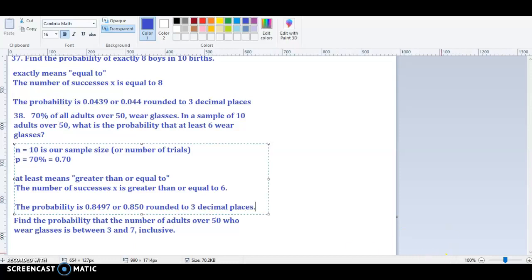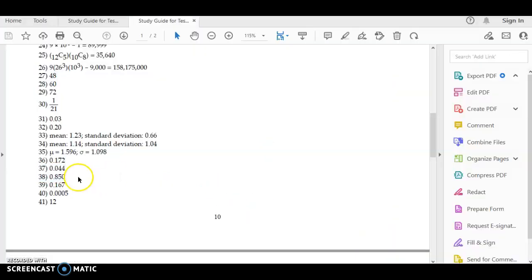You can check that with the answer key. For number 38, the answer is indeed 0.850.